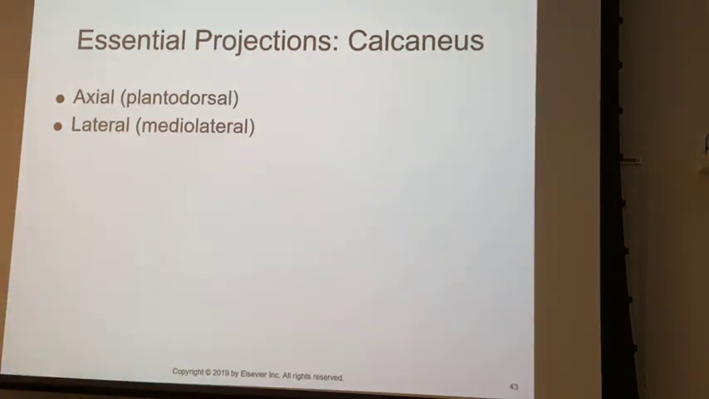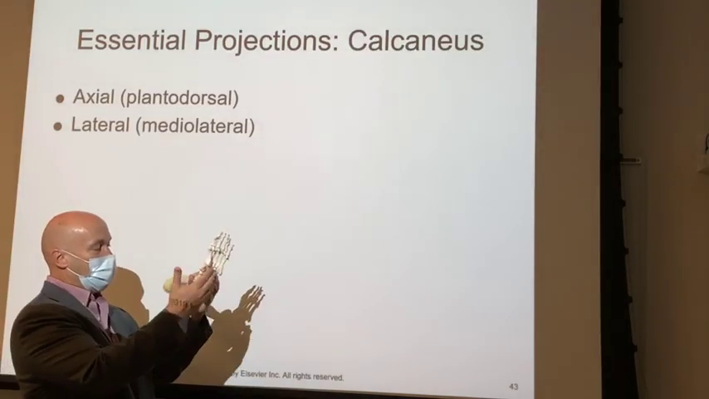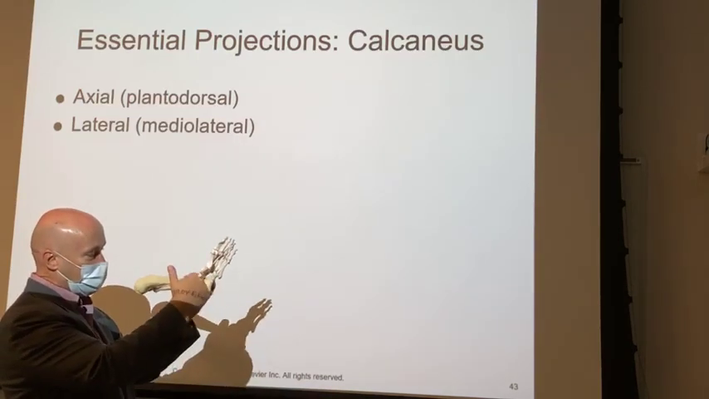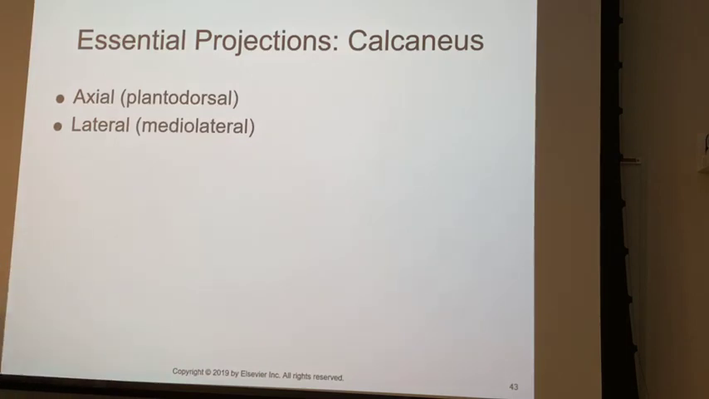All right, so calcaneus, what we're going to have is an axial planto-dorsal projection. So planto-dorsal is going to come through the bottom of the foot and out the backside. Okay, it's not going to come out of the top of the foot, it's actually going to come out of the backside of the foot. And a lateral.